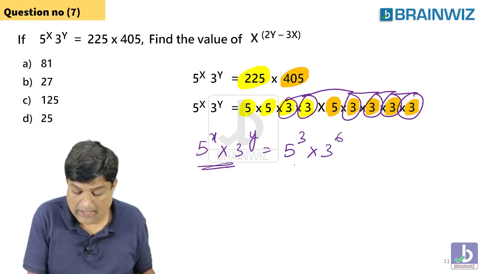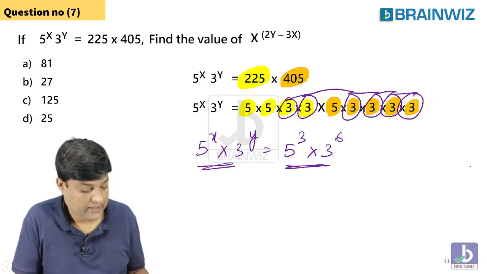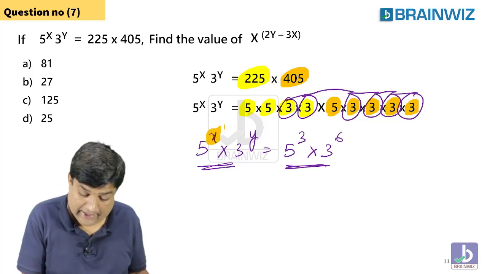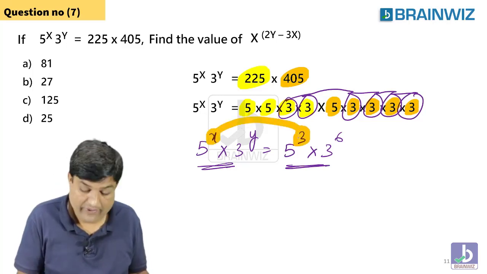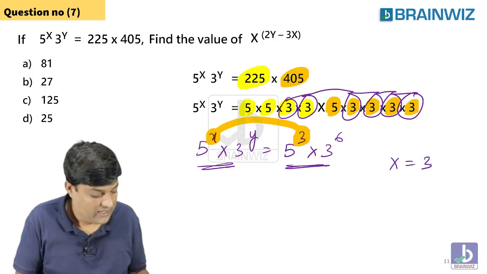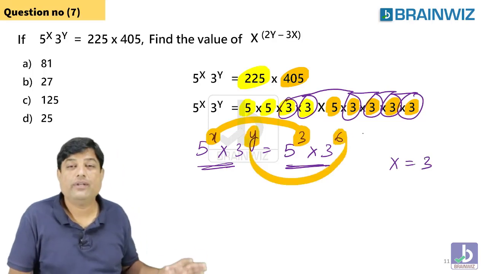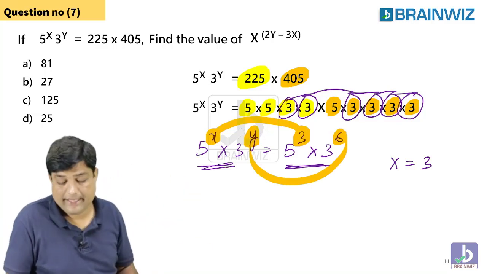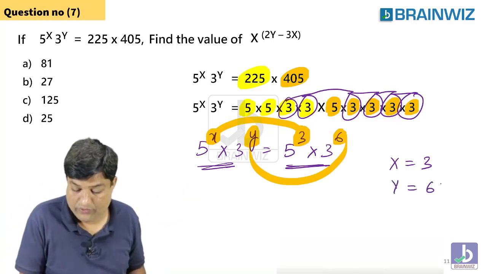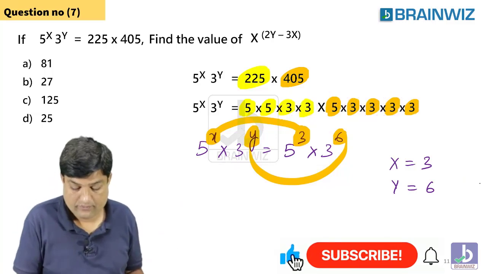As these two are prime numbers, we can directly say that the x value is nothing but 3. And the y value is nothing but 6. So when we compare this equation with the right hand side, we get x and y as 3 and 6.